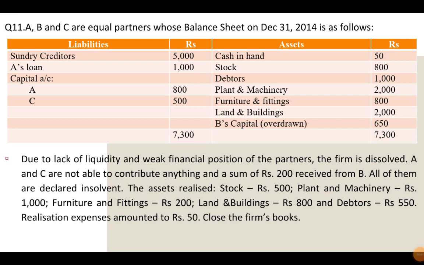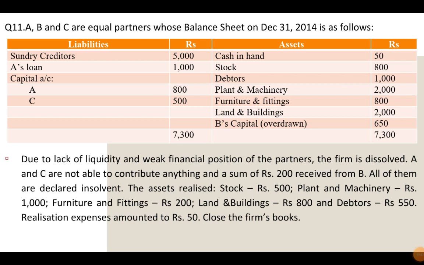Additional information. Due to lack of liquidity and weak financial position of the partners, the firm is dissolved. A and C are not able to contribute anything, and a sum of rupees 200 is received from B. Now all of them are declared to be insolvent. And the assets realized: stock rupees 500, plant and machinery rupees 1000, furniture and fittings rupees 200, land and buildings rupees 800, and debtors rupees 550. Realization expenses amounted to rupees 50, and they've asked us to close the books of the firm.